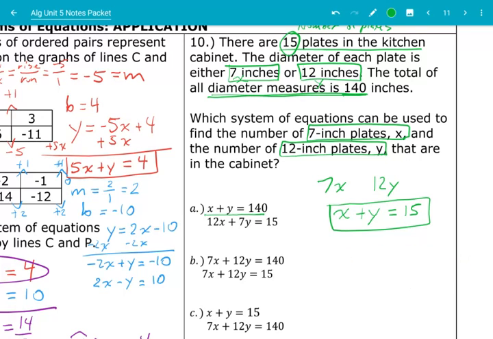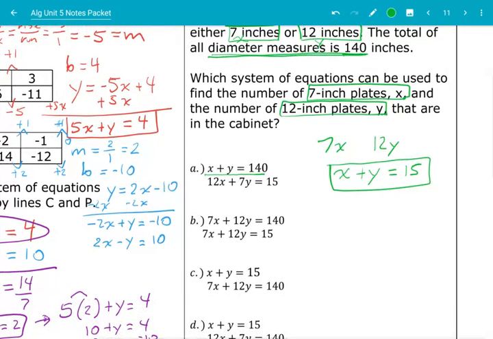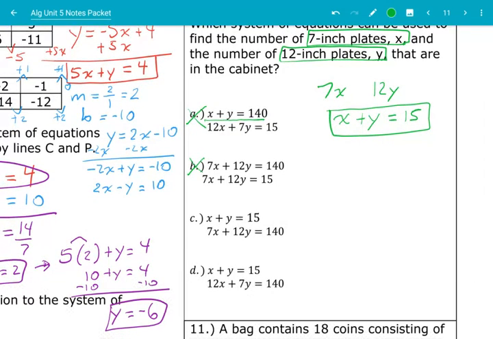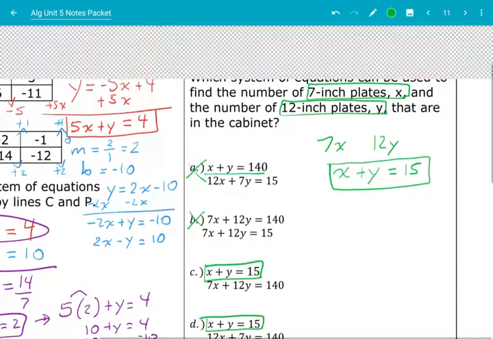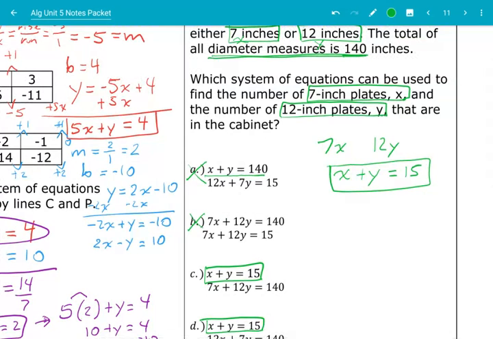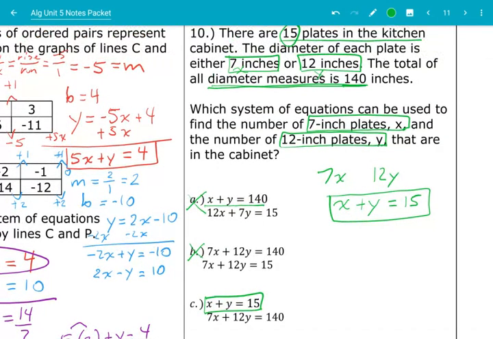So there you go. So let's see, the number, no, not 140, so it's not going to be A. 7x plus 12y, no, we need an x plus y equals 15. Right here. Here's an x plus y is 15. So it might be C, but that's down here too. It might be D. All right, so we need to find out what we're going to do with these two, these left, the 7x and the 12y.